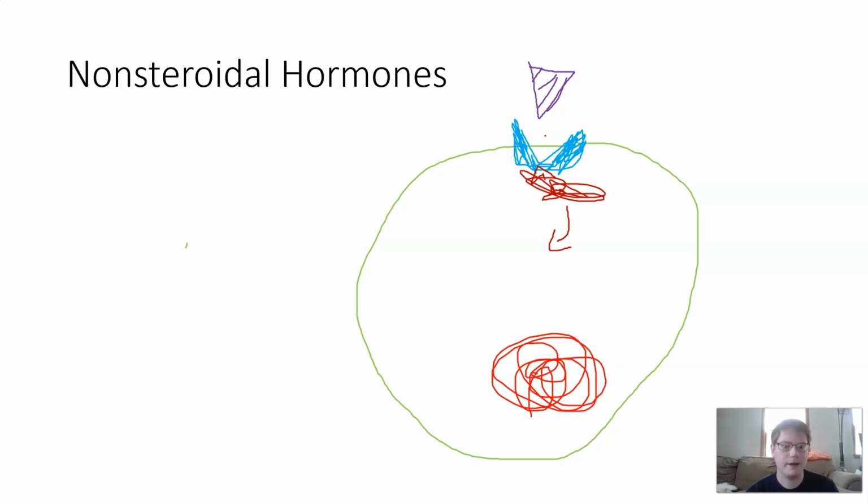Remember, it binds on the outside of the cell, and then there's a secondary messenger, and that could be like calcium or a fatty acid or this thing called cAMP, cyclic something. I don't remember what it's called, but that's a non-steroidal hormone.